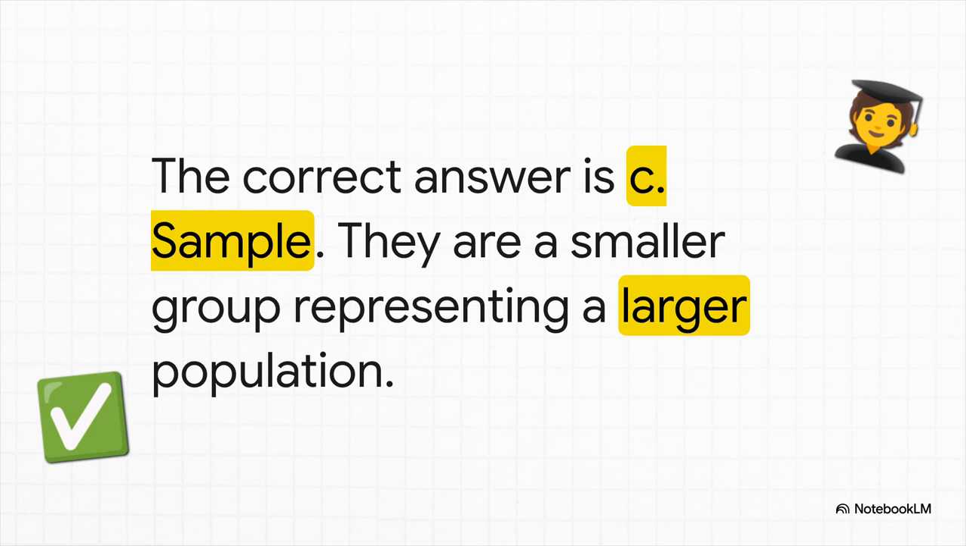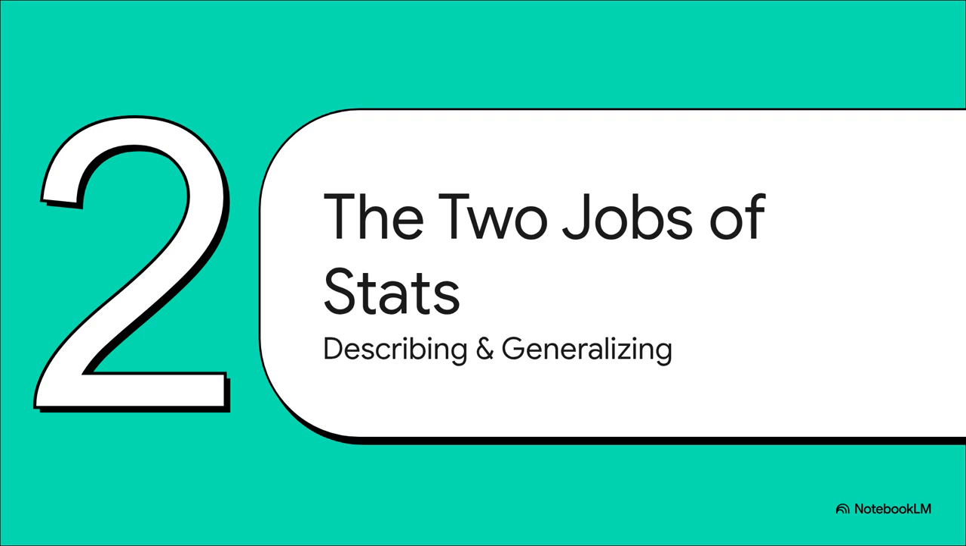And the answer is C, a sample. Yes. If you got that, you're spot on. The researcher isn't only interested in those 75 boys. They're interested in all high school boys. So the 75 they're actually studying are just the sample. Awesome. So, okay, the researcher has their sample. They've collected their data. Now what? What do they actually do with all those numbers?